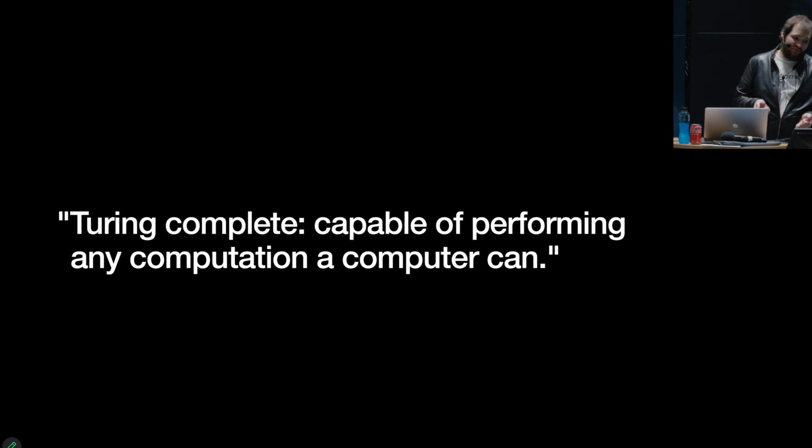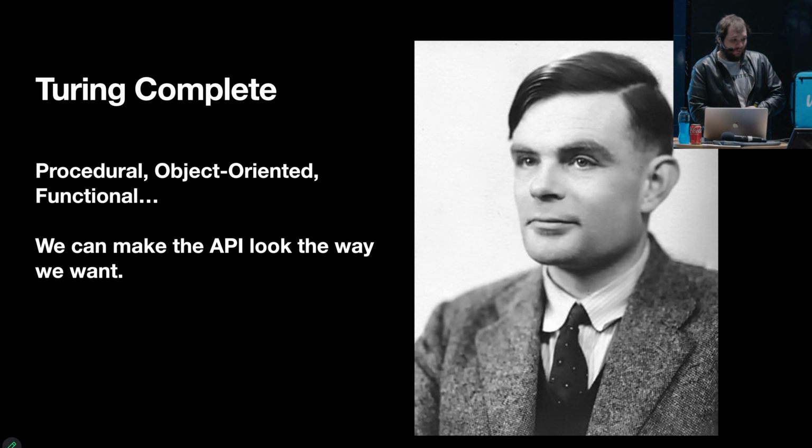As we know, Swift is Turing complete, which means it's capable of performing any computation a computer can, right? So if it's a C-based framework, we can play with it. We can make it really convenient for us to use. We can make it procedural, and from procedural we can go to object-oriented, for example. We really can tweak the API the way we want. And that's what developers usually do.